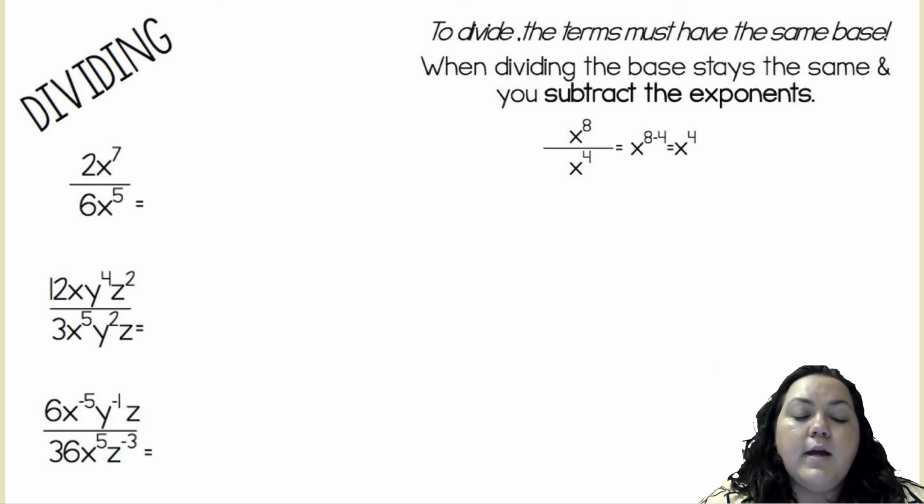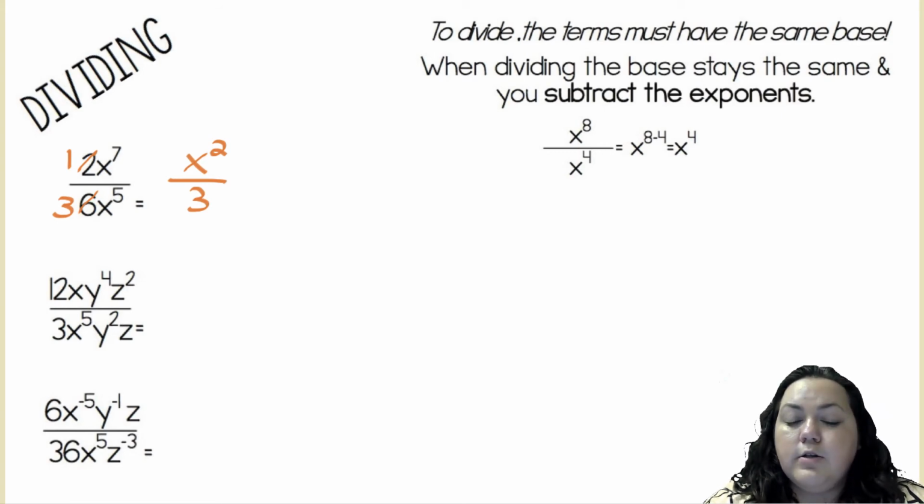So I have 2x to the 7th over 6x to the 5th. Well, 2 and 6 can be simplified. 2 goes into 2 one time, 2 goes into 6 3 times. So I have 1/3, and then I have x to the 7th over x to the 5th. Well, I'm just going to subtract, 7 minus 5 would give me x to the 2nd power. So I have the 1 on the top, I don't need to write, and the 3 in the denominator, so I have x squared over 3.